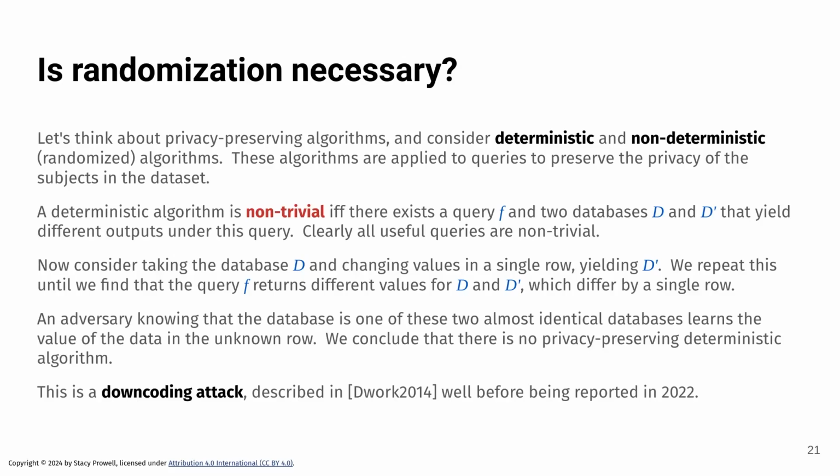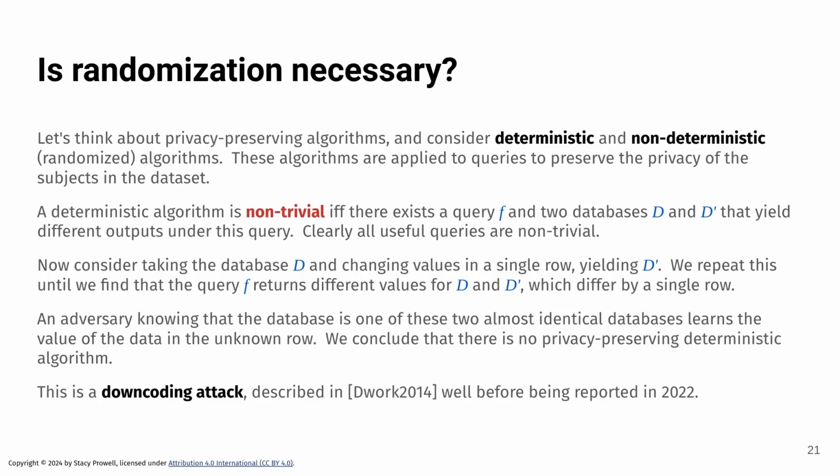I then make D prime my new D, and I change a row in the new D, and that gives me a new D prime, and I compare them again using F. And I keep changing rows until I encounter a situation where F gives me a different result. And we know it will because it's non-trivial. The last two versions of the database on that path give different results for F, right? I stop as soon as I get a different result. And they differ by a single row because I changed one row at a time.